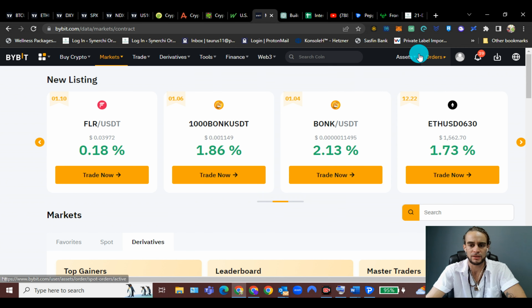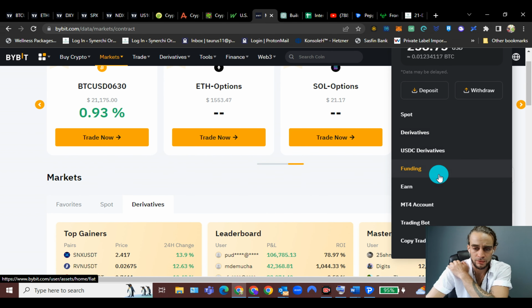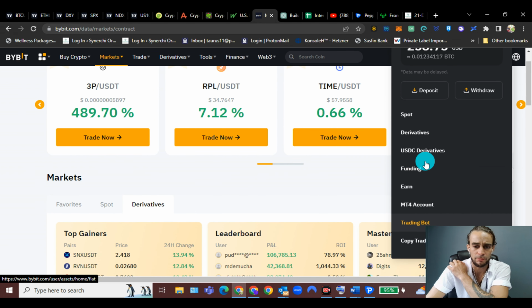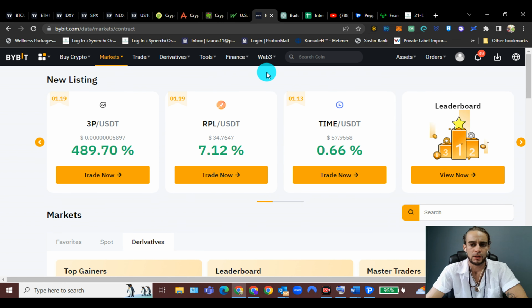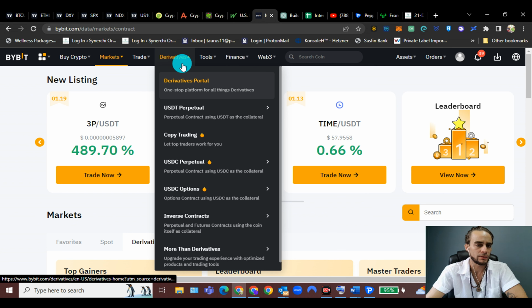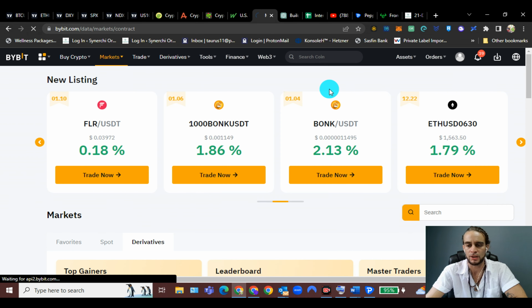So very easy. You can come over here, you can have a look at your assets in your derivatives, on your MT, on your trading bot. You can have a look at all of them. On this account, there's $258 across. So let's go and have a look now at the USD perpetual BTC chart.